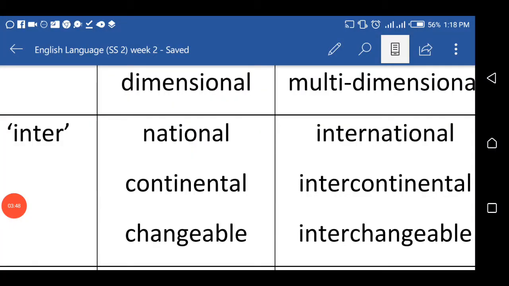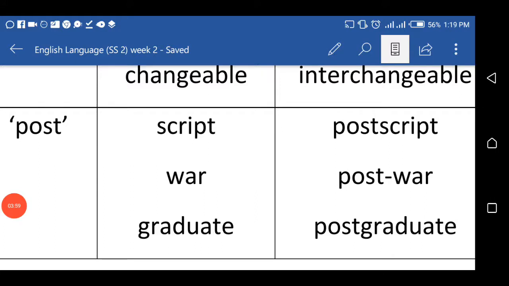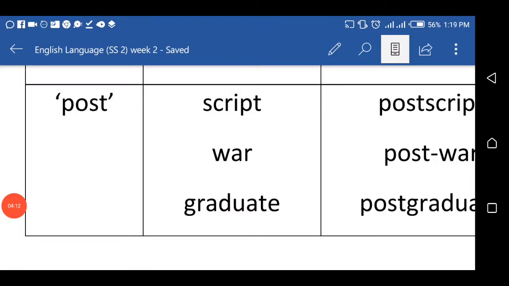When you add inter to national, you have international. When you add inter to continental, you have intercontinental. When you add inter to changeable, you have interchangeable. When you add post to script, you have postscript. When you add post to war, you have post-war. When you add post to graduate, you have postgraduate.